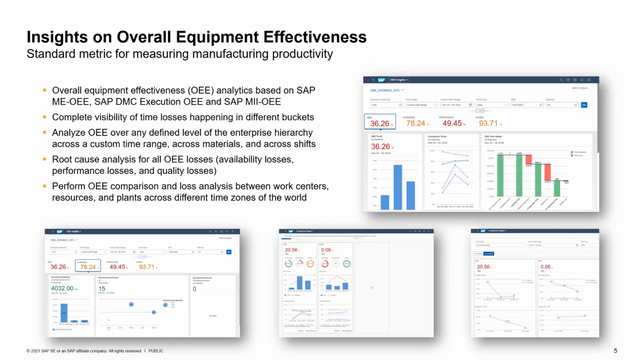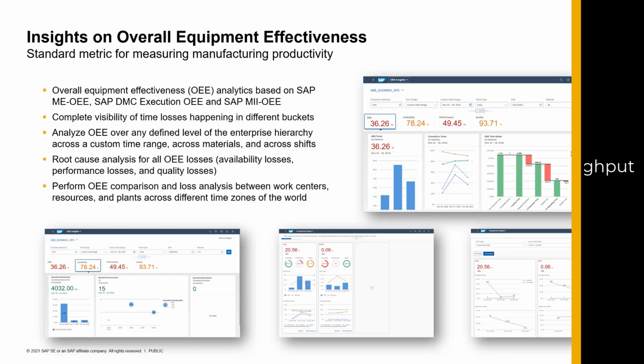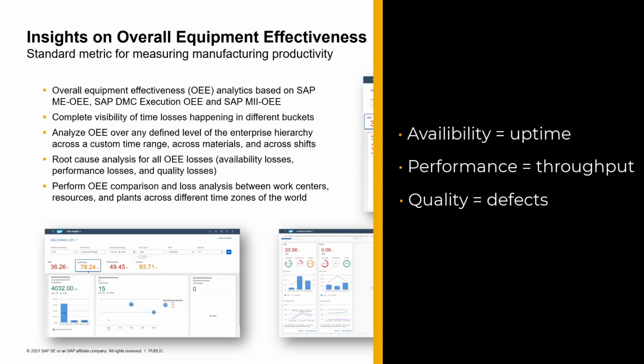Let's talk about the value of SAP's overall equipment effectiveness monitoring. So with overall equipment effectiveness, this divides our plant or work center performance into three very clear buckets. We have our availability bucket, which is our machine uptime. We have our performance bucket, which is our throughput. And we also have our quality bucket, which is obviously our quality for that material.